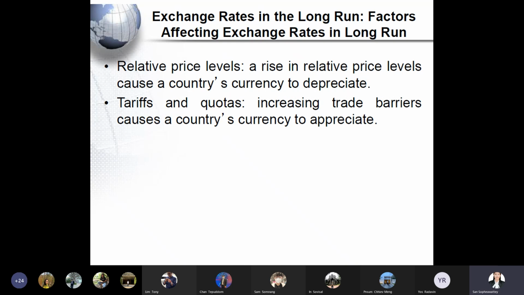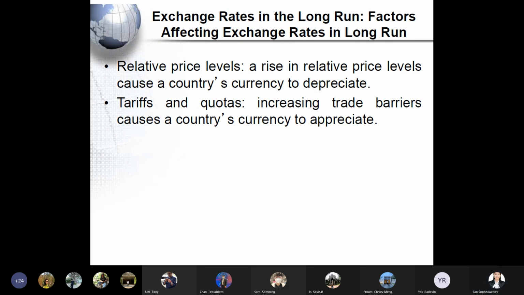So suppose now the US increases its tariff on Chinese goods. The increase in trade barrier will increase the demand for US goods, and the dollar tends to appreciate because now they put the tariff on Chinese goods. So the consumer has no choice. They still need dollars to buy the US goods. And so the US goods still sell well, even as the dollar is appreciating. So increasing the trade barrier will cause a country's currency to appreciate in the long run.